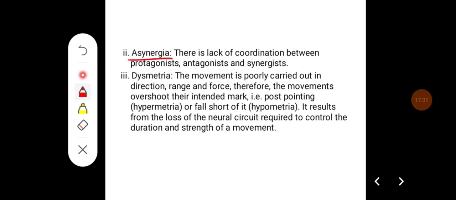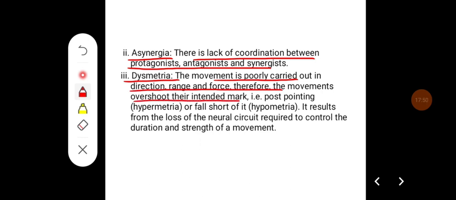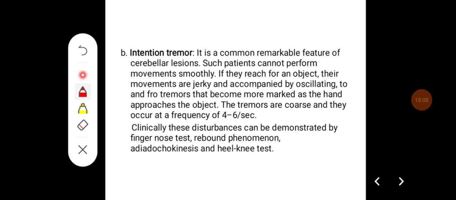There can be asynergia. There is a lack of coordination between protagonist, antagonist and synergists. There can be dysmetria. It is the movement is poorly carried out in direction, range, force, and therefore the movements overshoot in their intended mark, that is the past pointing, that is hypermetria, or fall short, which is called as hypometria. It results from the loss of the neural circuit required to control the duration and strength of the movement.